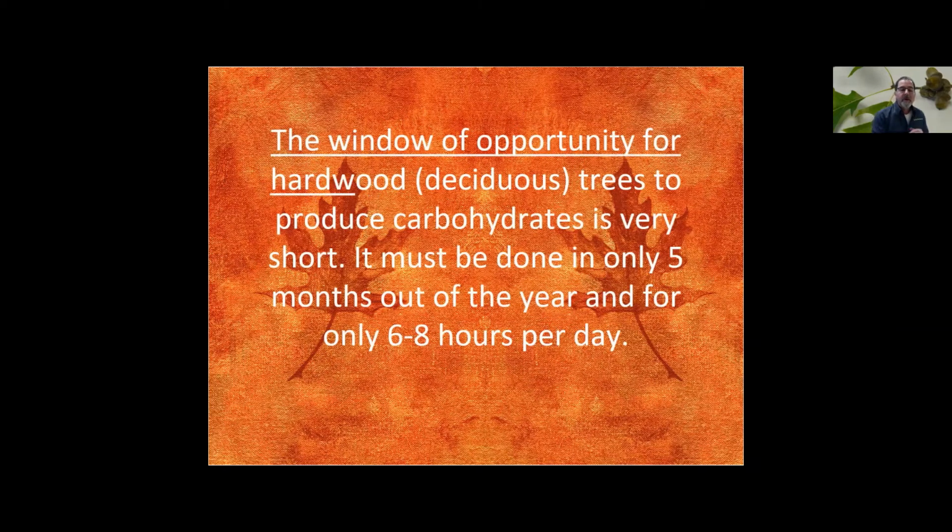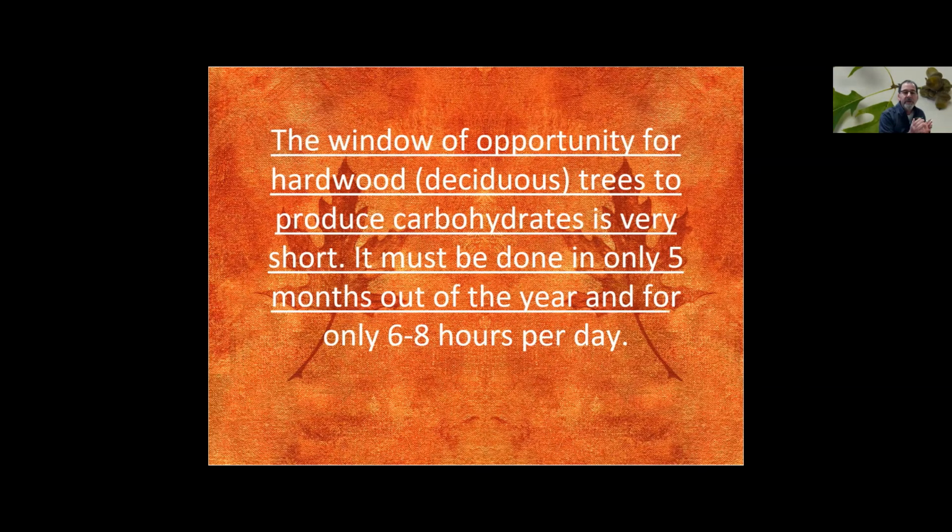Now, I'm talking about hardwood trees, which represent about 87% of Tennessee's forests. The window of opportunity for these deciduous trees to produce carbohydrates is very short. It must be done in only about 5 months out of the year, and for only about 6 to 8 hours per day. So trees have to be pretty efficient in this, because out of the 8,760 hours in a year, they must produce the food that's going to then go on and feed that tree for the entire year. So keep that in mind.